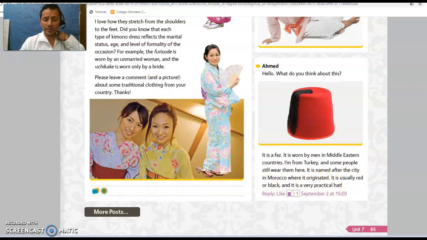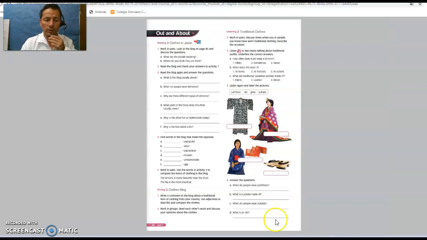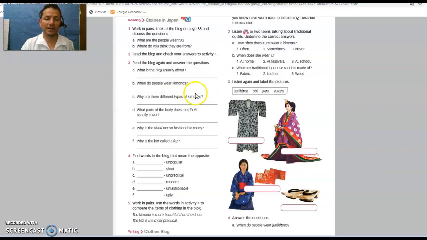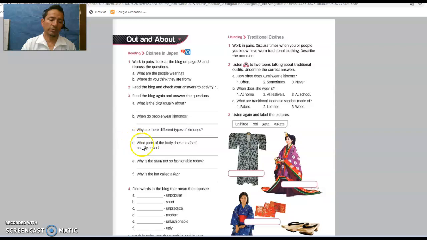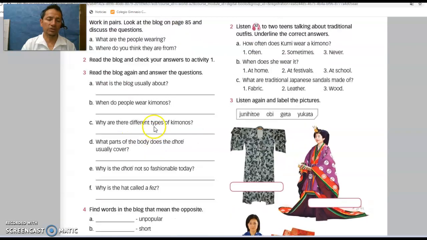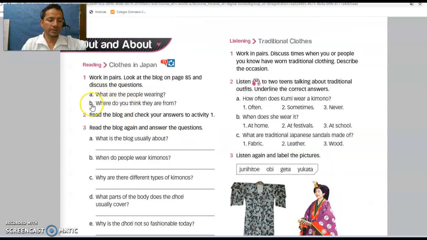So this is the reading, but remember the comprehension is going to be on page 44. So this is the comprehension about the reading, clothes in Japan. So you're going to do activities one, two, three, and four, nothing else, just four activities. Activity one is work in pairs: look at the blog on page 85 and discuss the question. So this is for you.